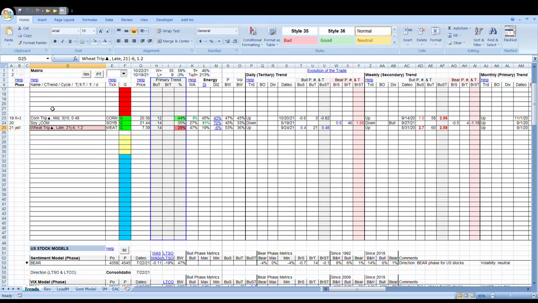I'm going to do a quick review on wheat. I want to brush over some of the setup in terms of its evolution of the trade in terms of 3 time frames. But I'm also going to go down and talk about the energy build in a way that's far more complicated than we normally do.